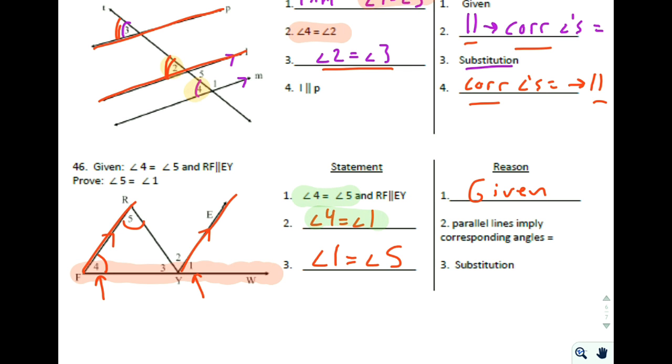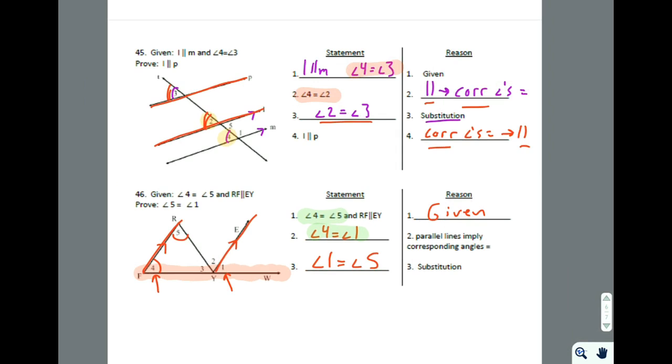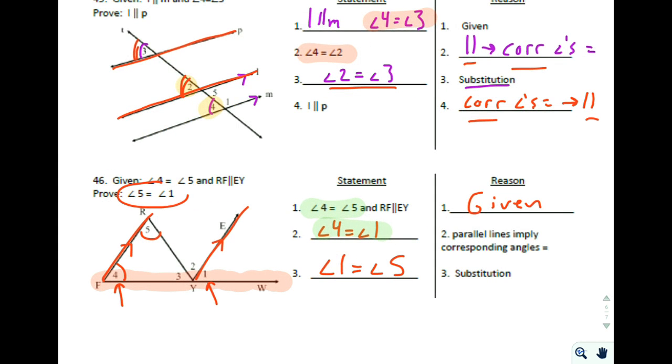Now since it's our last step, this should be what we are trying to prove. And sure enough, look at that, it is. So substitution always uses stuff before it. The last step, the statement, should be what we're trying to prove, and it does match up.